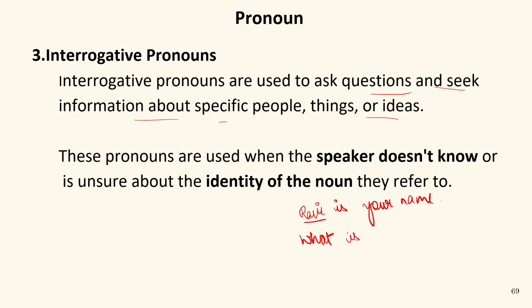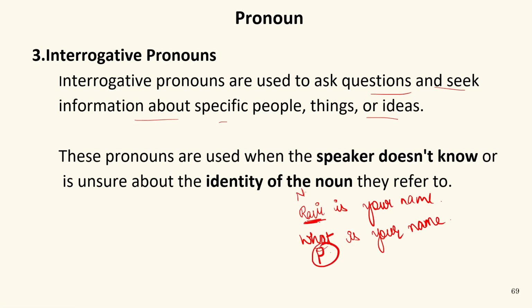What is your name? If we look at both of the sentences carefully, we see that in place of this Ravi, that is a noun. When we look at these two sentences, Ravi is your name, what is your name? Now in these two sentences, this person Ravi is a noun, and in the other sentence, what replaces Ravi? What is the word which is replacing the word Ravi? Ravi is a noun. So here, what is a pronoun?